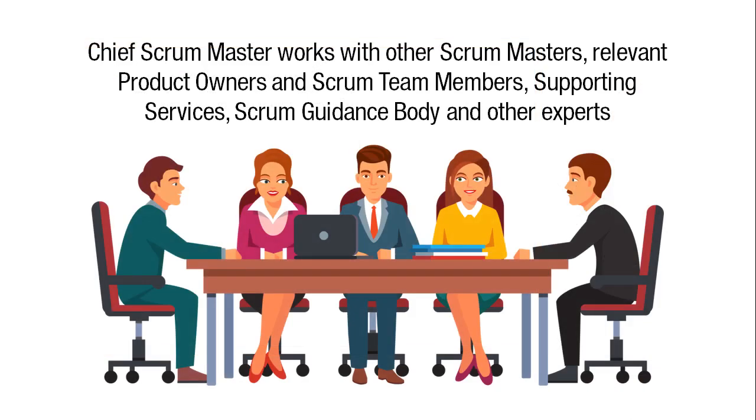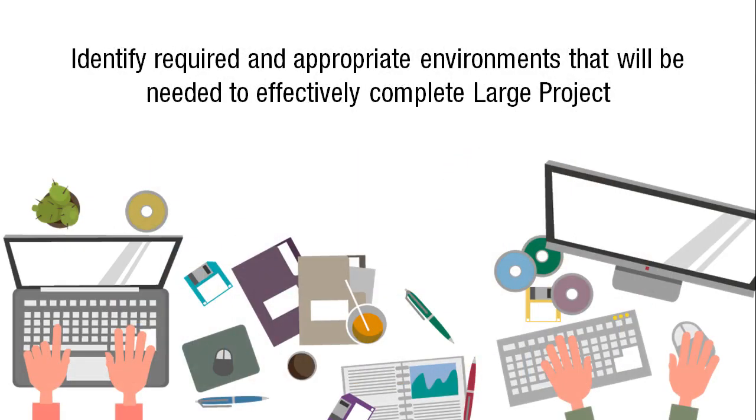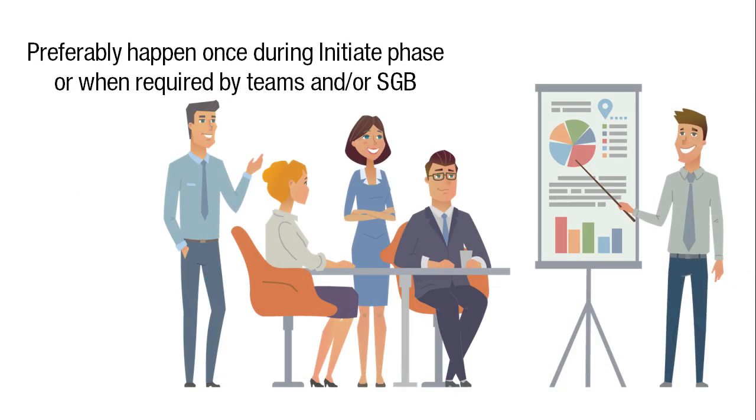Environment identification is the third tool to discuss. The Chief Scrum Master works with other Scrum Masters, relevant product owners, Scrum team members, supporting services, the Scrum Guidance Body, and other experts as required to identify the required and appropriate environments that will be needed to effectively complete the large project.